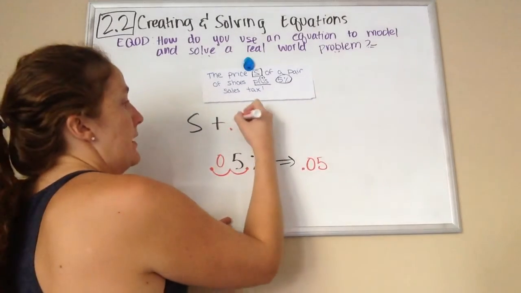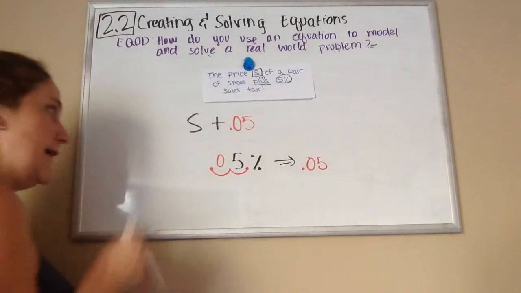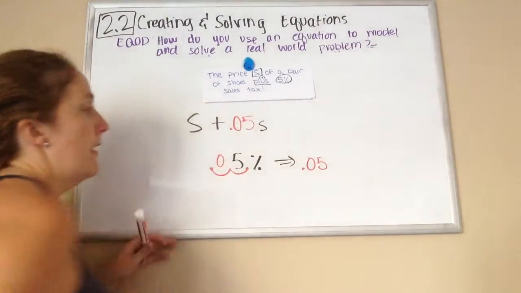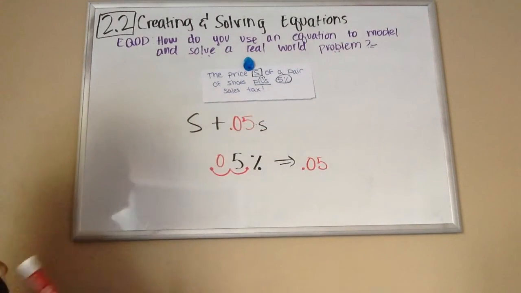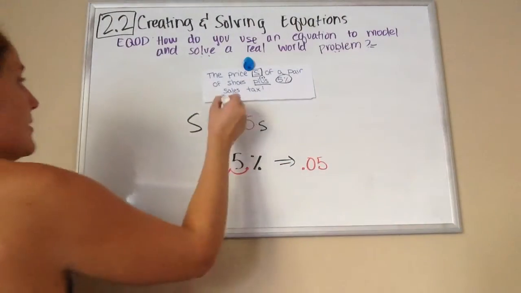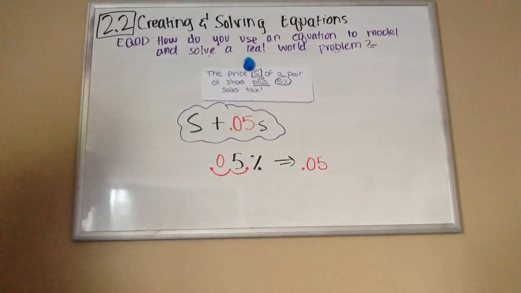So plus 0.05. But remember that the sales tax depends on how much it was. So you've got to multiply it by the original cost. It's 5% of the cost. And this expression here would represent the total cost of your shoes.